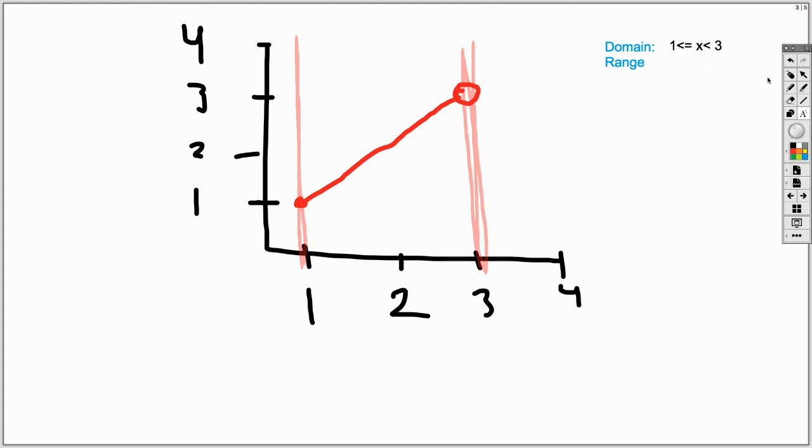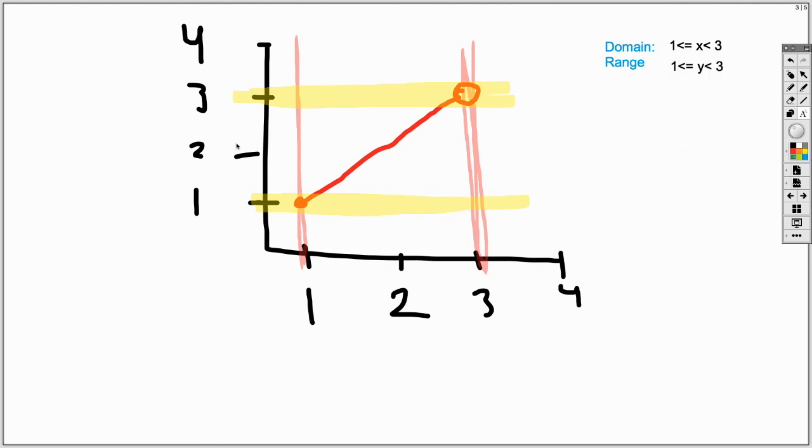Then for range, you will go this way, horizontally. Domain 1 here, and 3 over here. So my range would be 1 less than or equal to y, because y is range, less than 3.